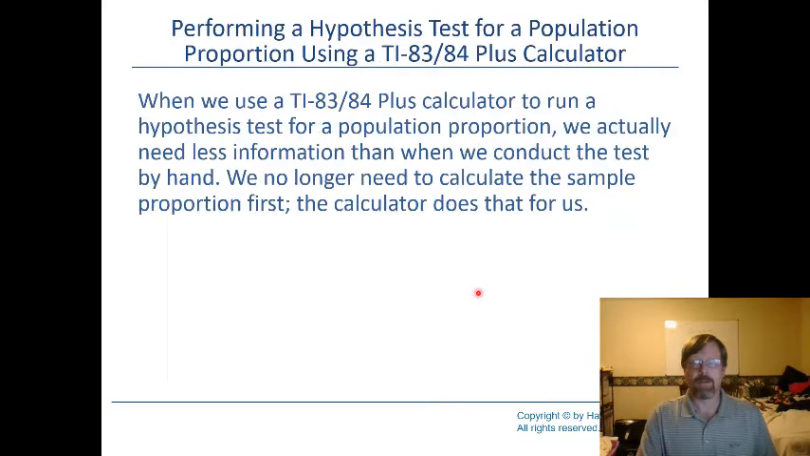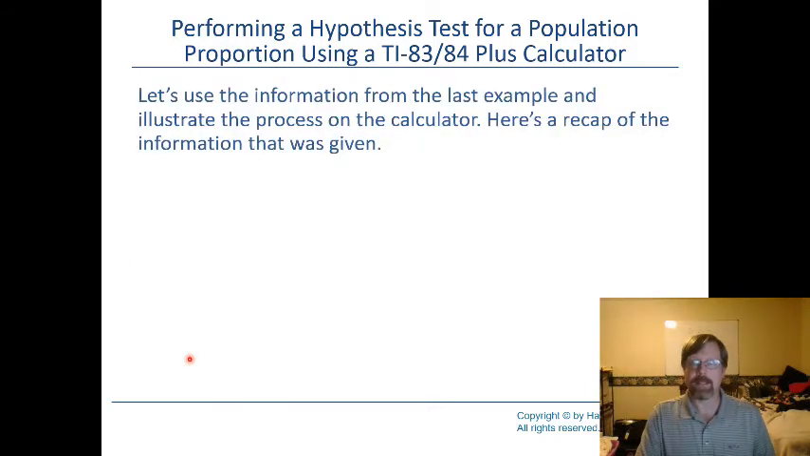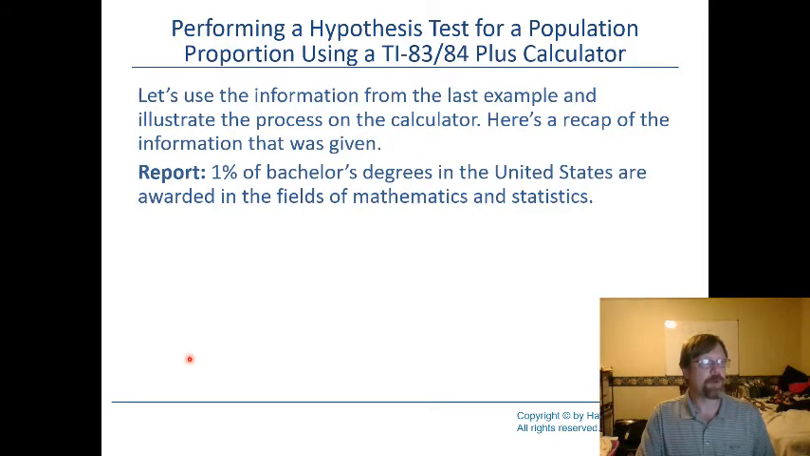Okay, we can again do this in the calculator. We don't need to calculate the sample proportion first. It does that for us quite nicely. All that we really need to give it is the presumed value, the sample size, and the number of sample members that have the characteristic we're after. So let's look back at the last example. We've got 1% as our presumed proportion.